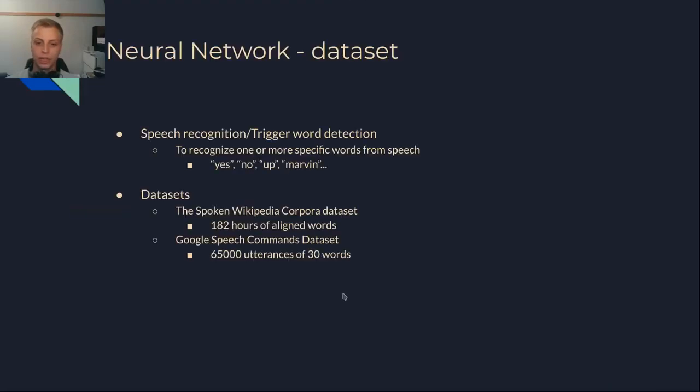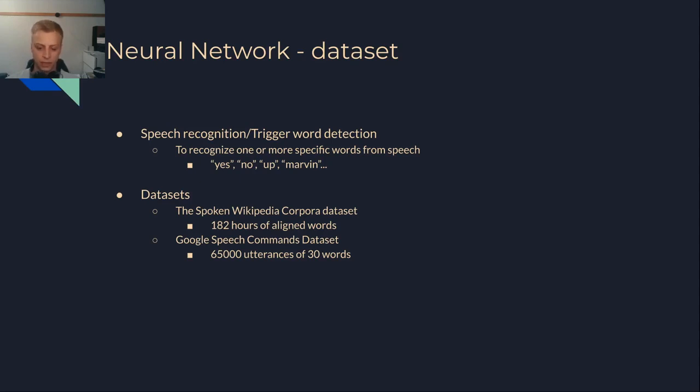So the neural network that I've made in my master's was, as I mentioned, speech recognition with trigger word detection. So it should be able to recognize one or more specific words from speech, such as yes, no, up, or Marvin, or whatever you say. And I looked into two datasets. One of them was the Spoken Wikipedia Corpora dataset, which is 182 hours of aligned words.